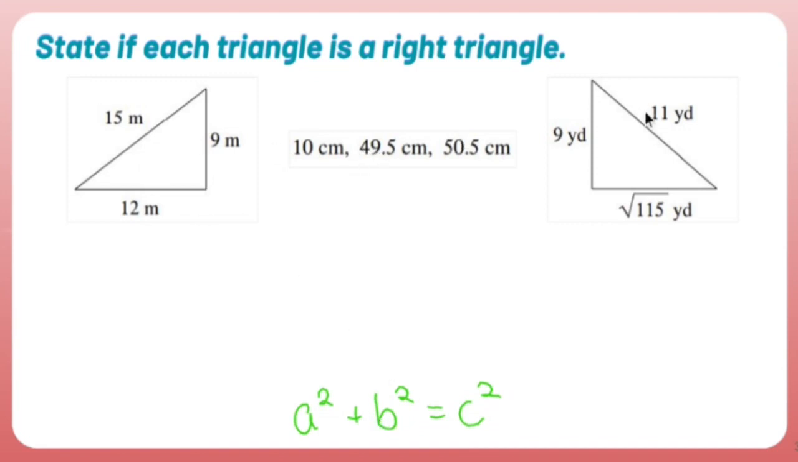Well, in all three of these cases, I'm given all three sides. So what I have to do is use this to make sure that these are right triangles. Now, what does that look like?